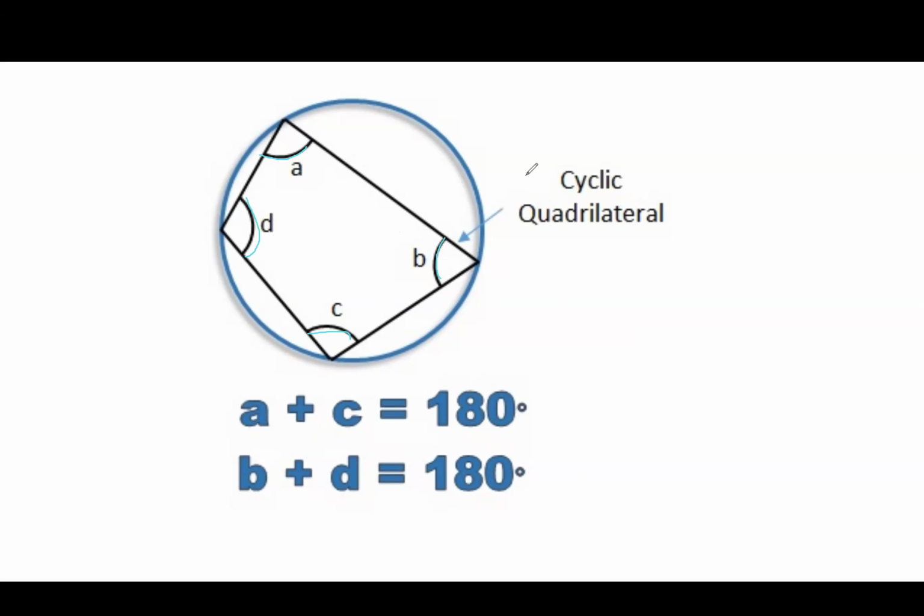So I want you guys to try and prove this property of the cyclic quadrilateral. I'll give you guys let's say 4 minutes. So just have a go at proving A plus C equals 180 and B plus D equals 180.